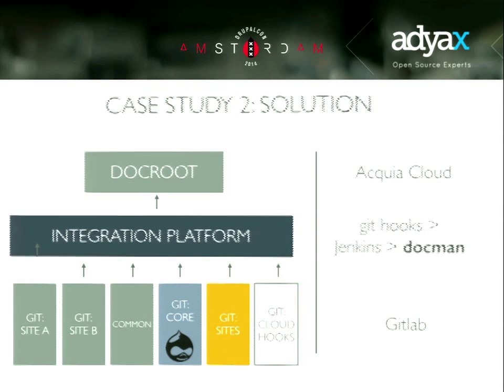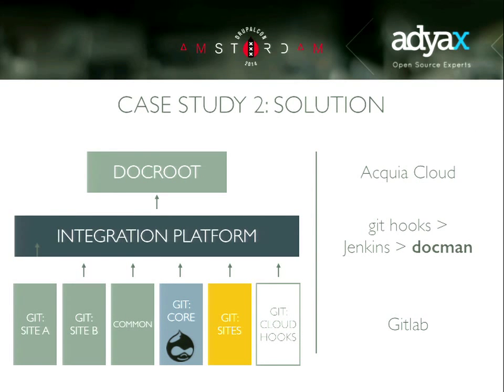Okay. And this is the schema of what was implemented. It's basically the same. You have different Git repositories for each thing you want to separate. You have the integration platform, which is based on Jenkins and GitLab and Docman, of course. And we have a docroot, which is on Acquia Cloud. It's only one subscription, only one Git repository.